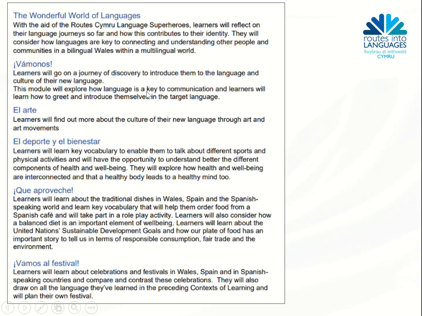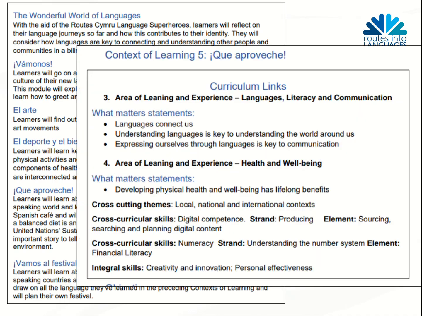So these are the 6 different topics. This is the Spanish version. So there's lots in there. In the first one, it's all about what a language is and how it links to identity, then how they introduce themselves in a language, looking at art and culture in Wales and the country of the language, sport and well-being, then talking about food, and then festivals. Again, throughout the whole thing, it is linked to Wales and the country of the language.